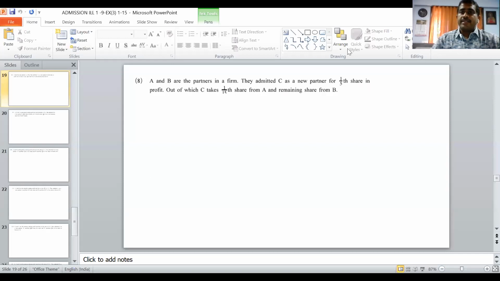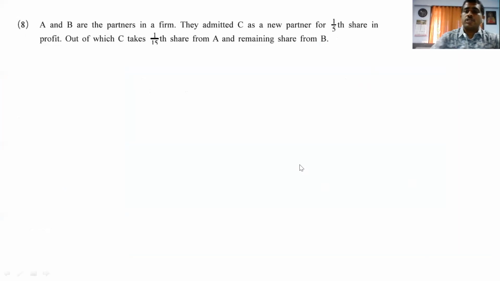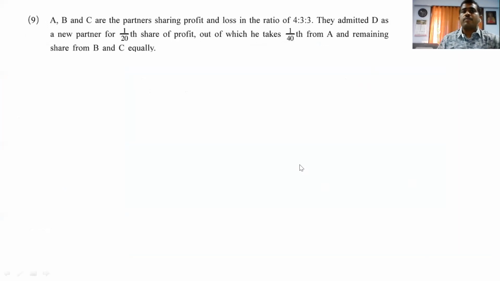Hope you are practicing everything in a better way. You know that without practicing, you cannot know anything, right? So friends, let's start with question number 9. We have done up to question number 8. So today's topic is 9, 10, 11, and if possible, 12 also. So let's see.